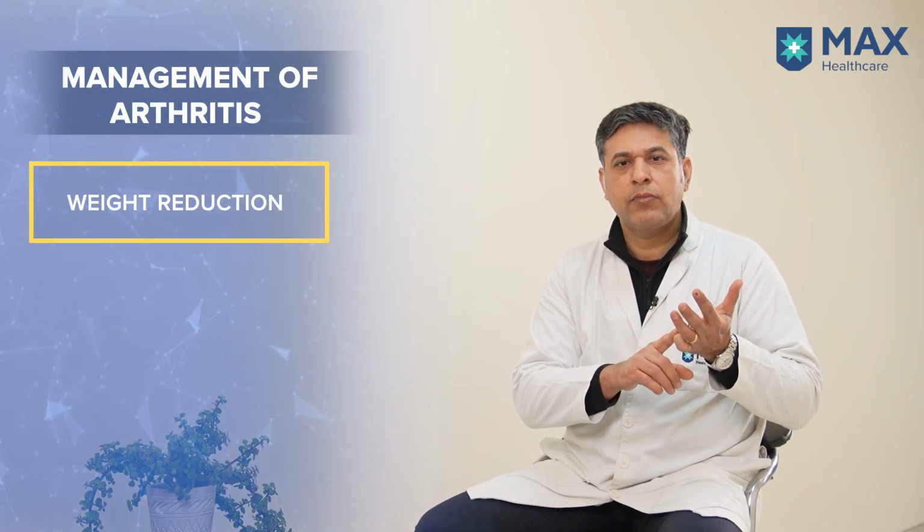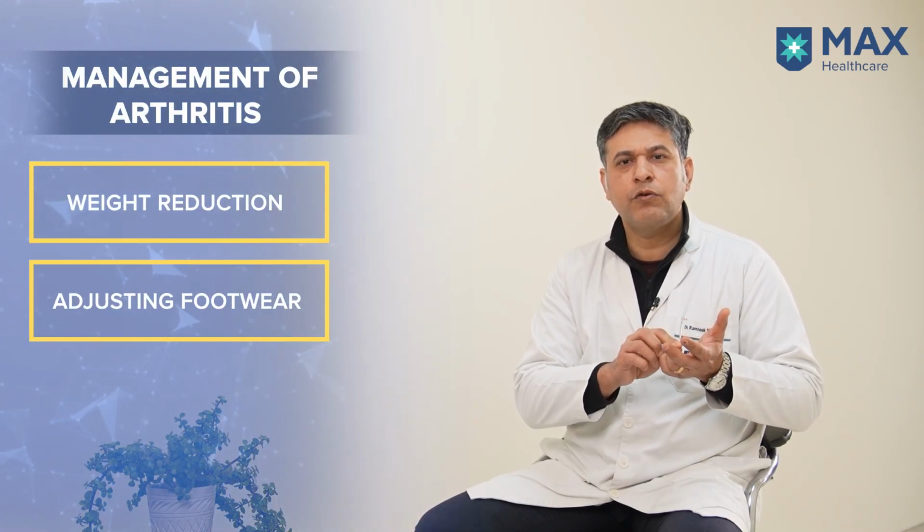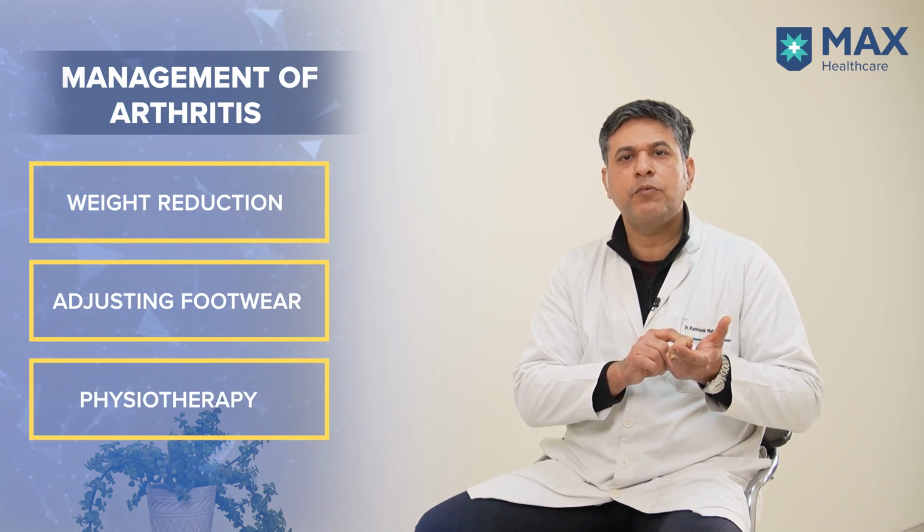Arthritis basically happens in stages. If you are in early arthritis, that means stage 1. I'll limit this discussion to the most common area which gets arthritis, let's say the knee. In early arthritis, the patient has some pain on activity, some movements, some restriction, but this can be managed with weight reduction, adjusting your footwear, and doing some physiotherapy to keep your muscles active.